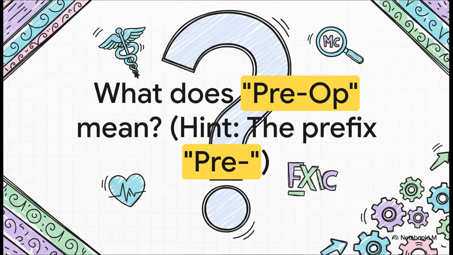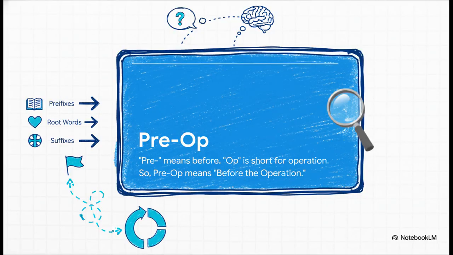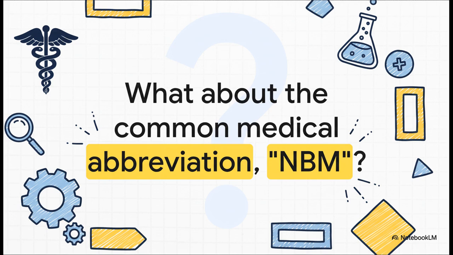Let's start with that first term right there, pre-op. Now, based on what we just learned about prefixes, what do you think pre might mean? Exactly. The prefix pre means before, and op is just common shorthand for operation. So pre-op orders are simply the instructions for before the operation. See? Simple, right? You just decoded your first piece of a real patient plan. Okay, fantastic job on that one.